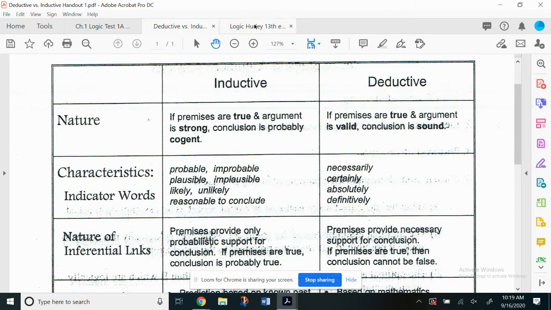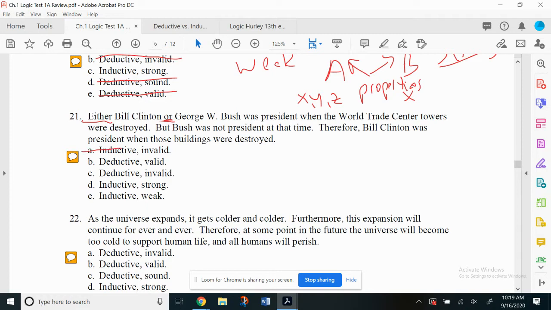Either/or, it's deductive. So you take off A, D, and E. They're automatically gone because you know they're not inductive. You're dealing with deductive. It's either valid or invalid. So we could map this out. You could say either Bill. So let's just say, and by the way, we have two choices and we have an either/or. So either Bill or G for George Bush. But Bush was not president at the time, so not G. Therefore, Bill Clinton was president. Oh, sorry. Oh, I know what I did. I made a mistake. Hold on.